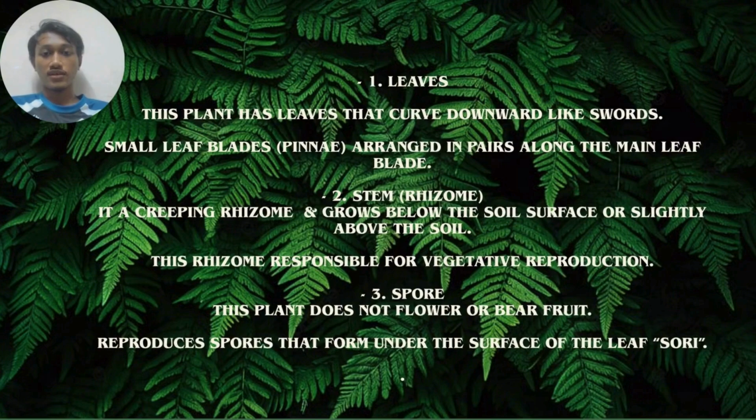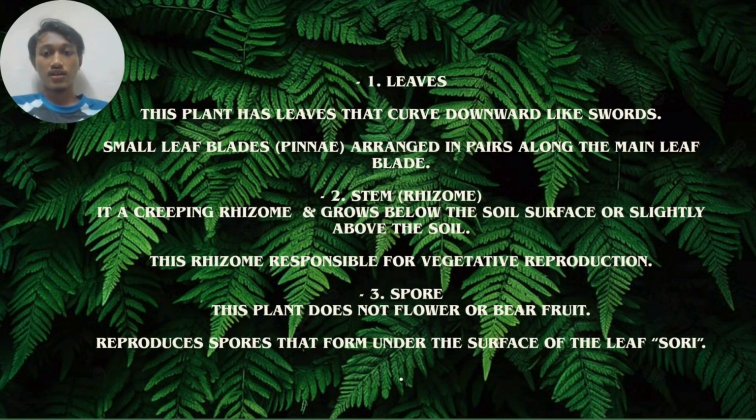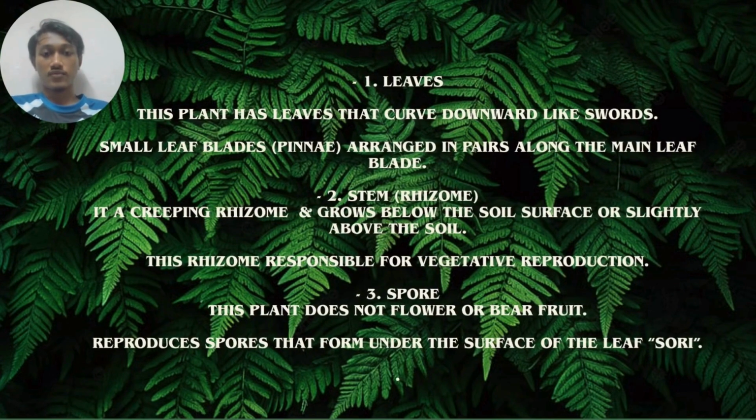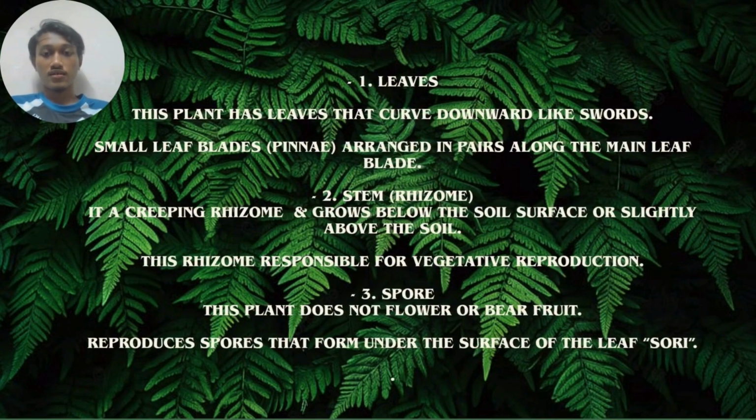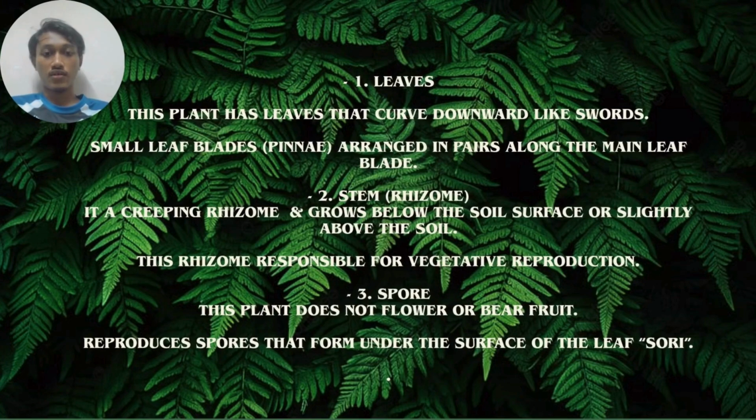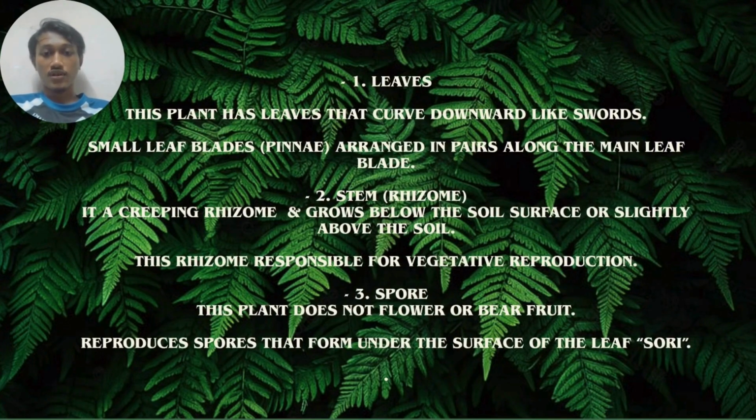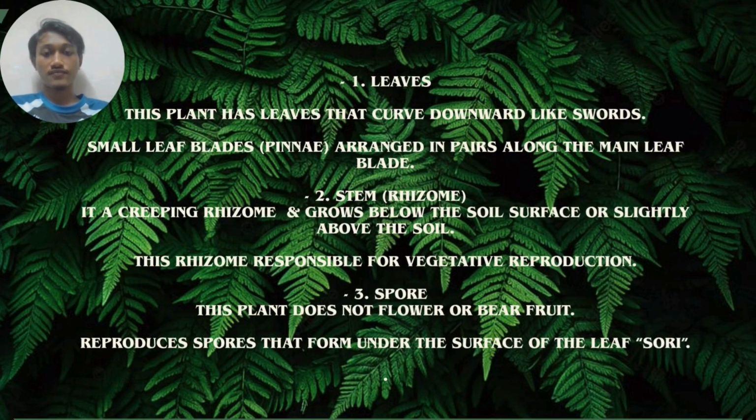Second, we can see from its stem, it's a creeping rhizome that grows below the soil surface or slightly above the soil. This rhizome is responsible for vegetative reproduction. And third, the spore. This plant does not flower or bear fruit. The spores are formed under the surface of the leaf.